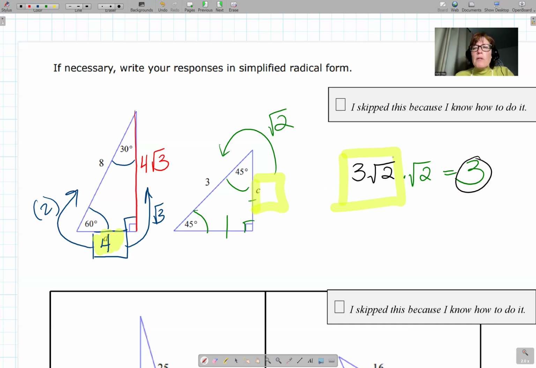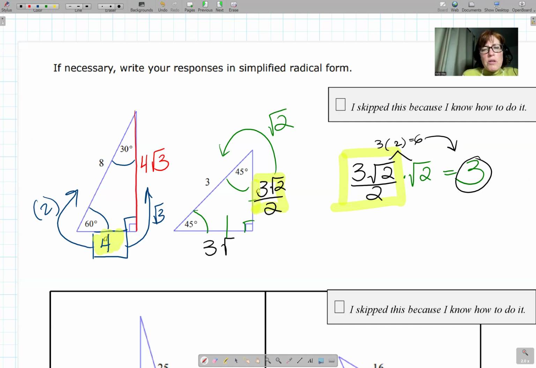Now see what you got. Root 2 times root 2 is 2. 3 times 2 is 6. We have to get back down to 3. So you simply divide by 2. So the correct answer here for C is 3 root 2 over 2. And this side would be the same.